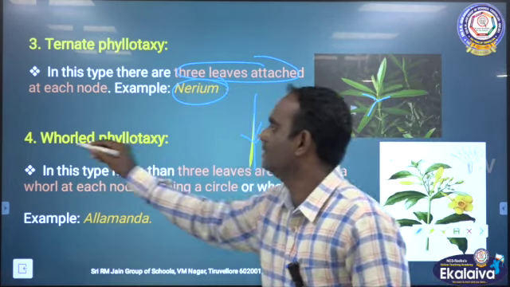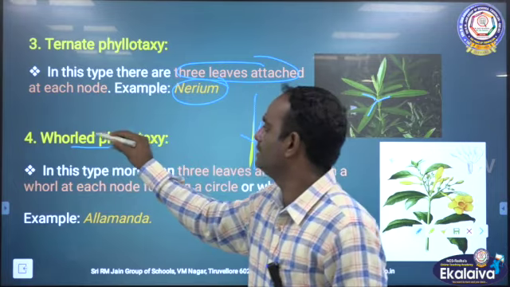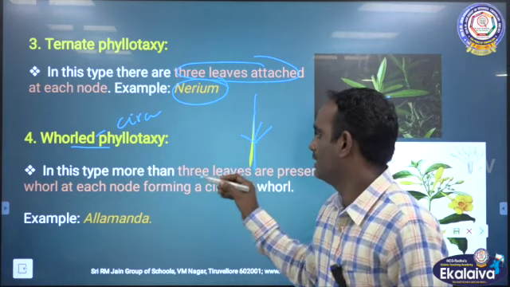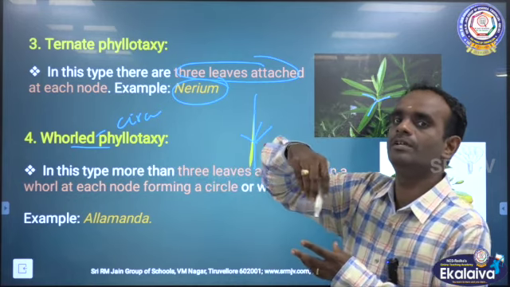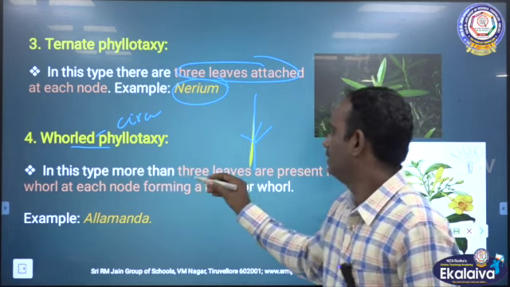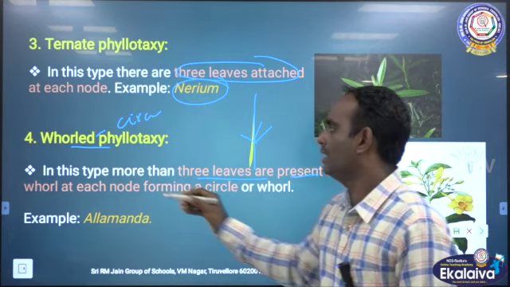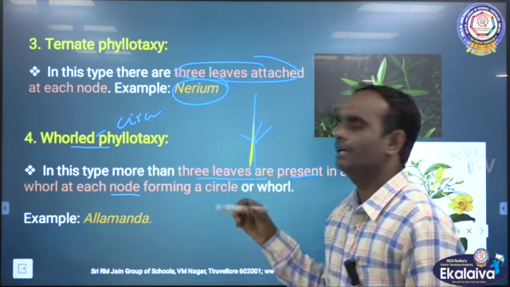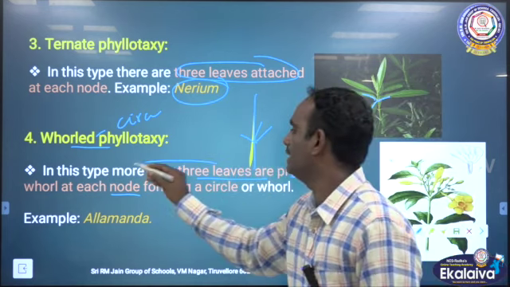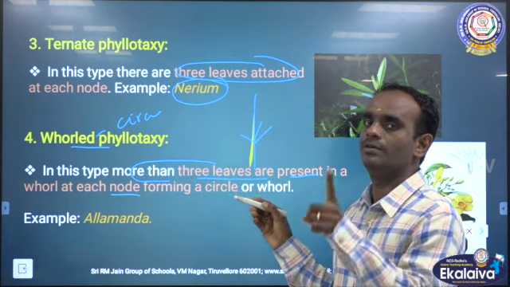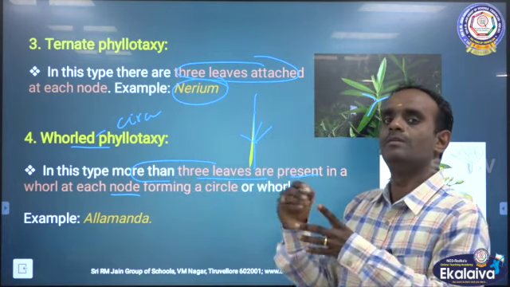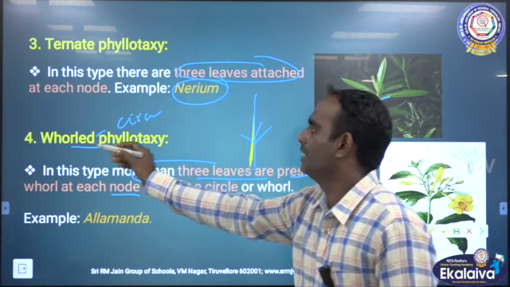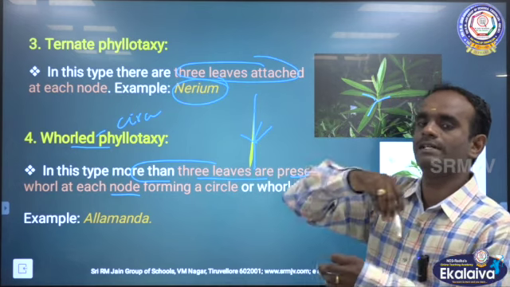The next one is whorl. As I said earlier, whorl is nothing but circular form. So, in this type, a node has 3 or more leaves. The leaves are present in a whorl, forming a circle. So, in this type, more than 3 leaves arise at a single node. Such type of arrangement is said to be whorled phyllotaxy. It looks like a circle.